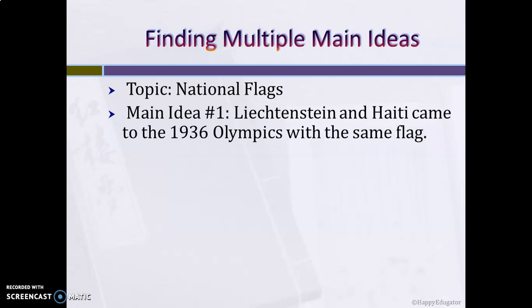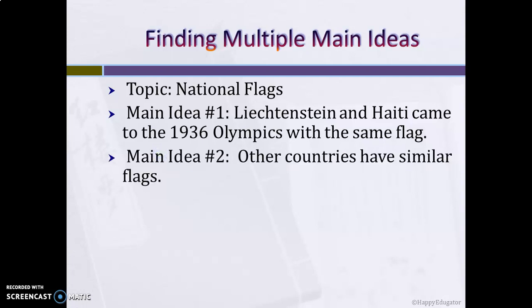The first main idea was that Liechtenstein and Haiti came to the 1936 Olympics with the same flag. So what would the main idea of the second chunk of text be? That other countries, besides Liechtenstein and Haiti, have similar flags as well.